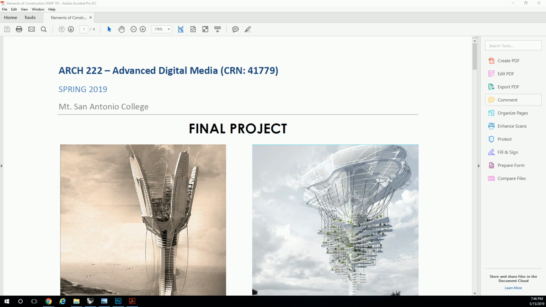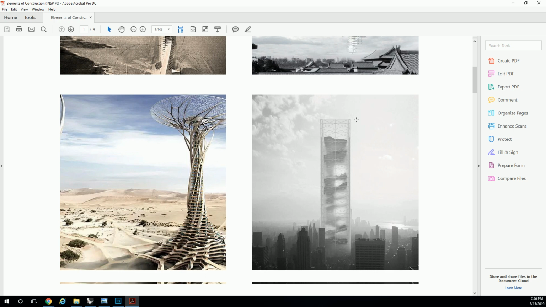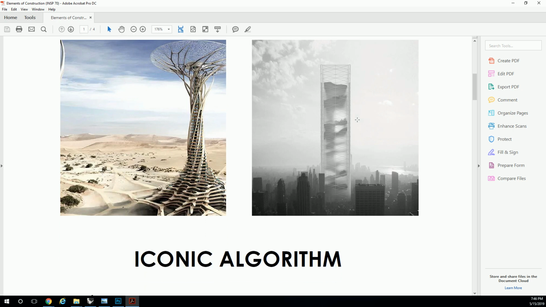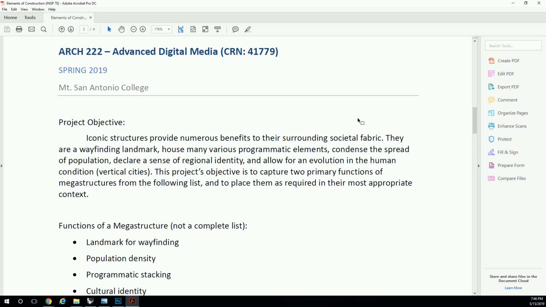But in the interim, I'm going to explain your final project, which is this. So take a look at the pretty pictures I put in here. Ooh, yeah. Okay, and then here's the important part.